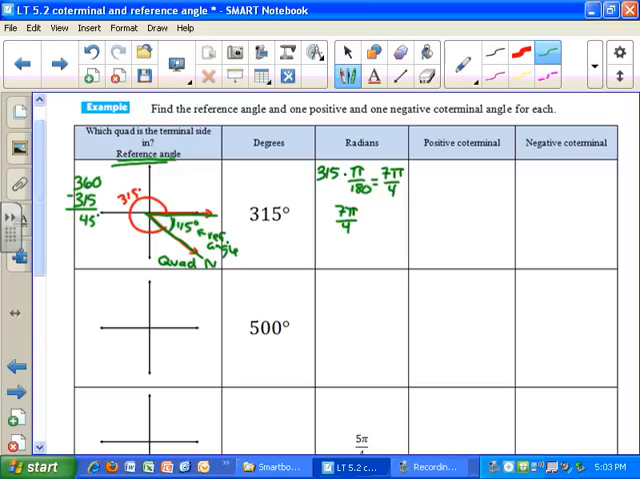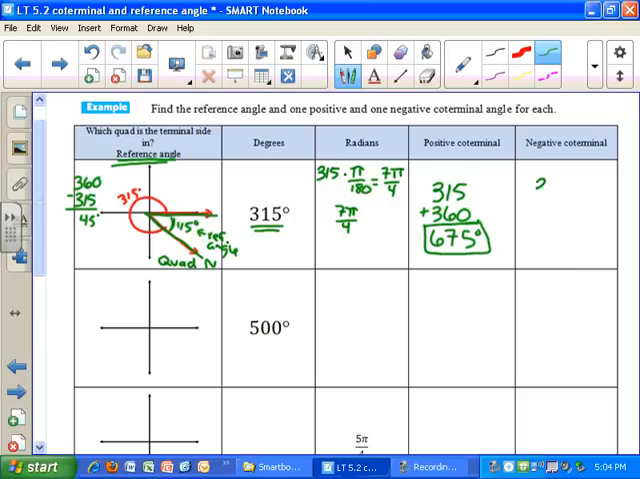Positive coterminals: because our original angle was given in degrees, to find a positive coterminal, we can take that 315 and add 360. And if you don't want to add 360, that's okay. You can add any multiple of 360. So you could add 720, 1080, any multiple of 360. But 675 would be a positive coterminal.